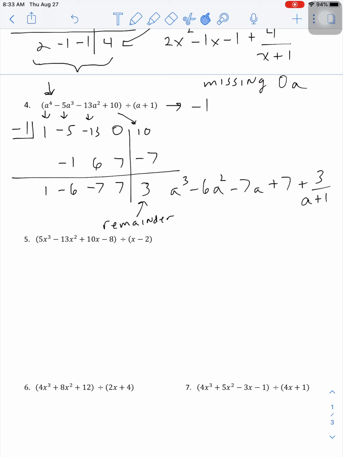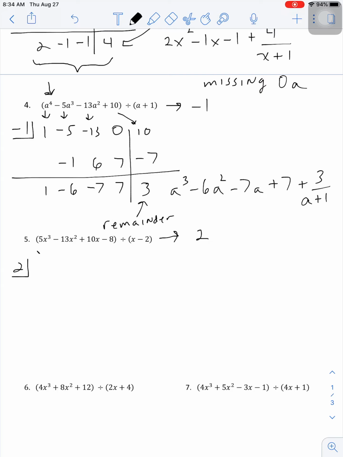All right, so for 5, again, what you need to do is check a couple of things. So I got a coefficient of 1 there. I'm good to go. But then if you notice, 3, 2, 1, 0, we're good to go there. We don't have any missing terms. So the most common mistake is that people will forget about looking for missing terms. Okay, so since this is x minus 2, I know it's going to be a +2 that goes into the box.